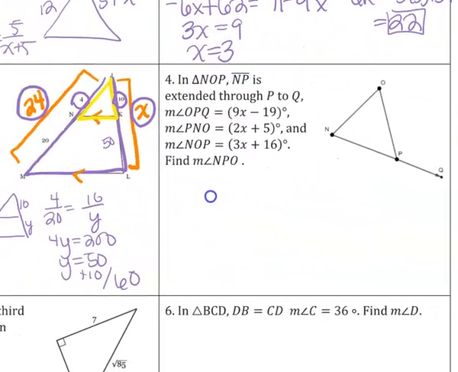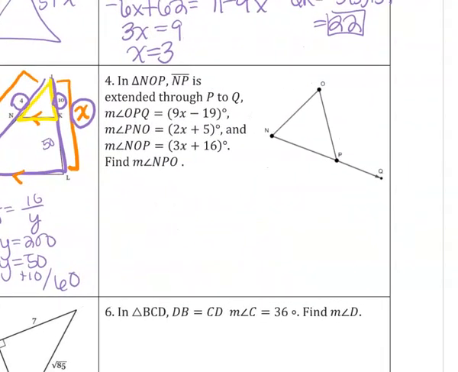All right, question 4. All right, so I'm giving you some information about the angles. I've got OPQ, which is this exterior angle, is 9x minus 19. PNO, which is right over here, is 2x plus 5. And NOP, which is right at the top, is 3x plus 16. And I want to find NPO. So that's this angle in here.